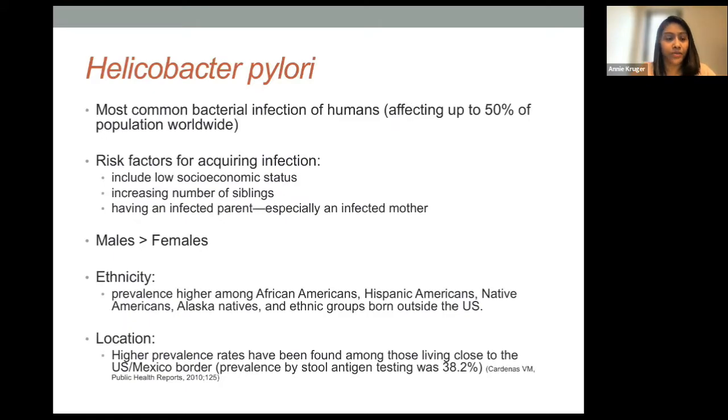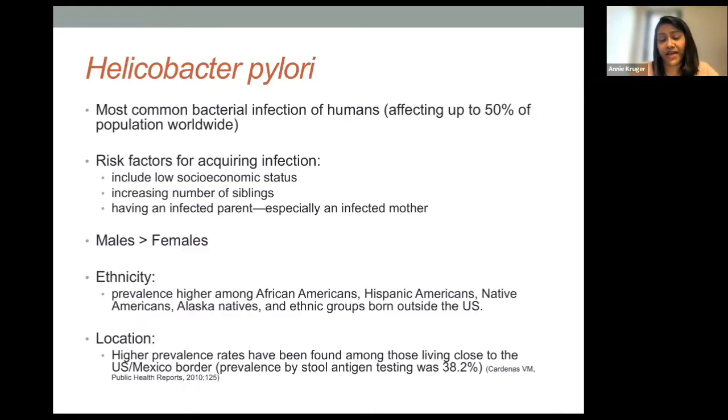All right, so Helicobacter pylori is, in fact, the most common bacterial infection of humans. In certain studies, and the most recent one that was done looking at prevalence of H. pylori around the world, it was done in 2002, they found that up to 50% of the population worldwide may at some point have been affected by this bacteria.